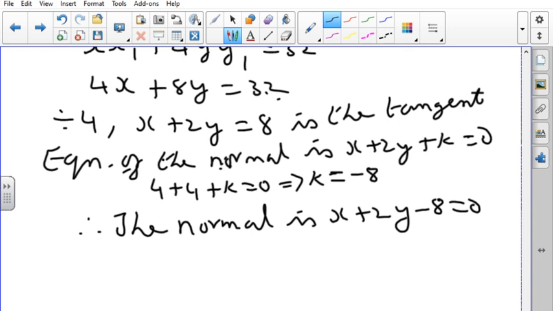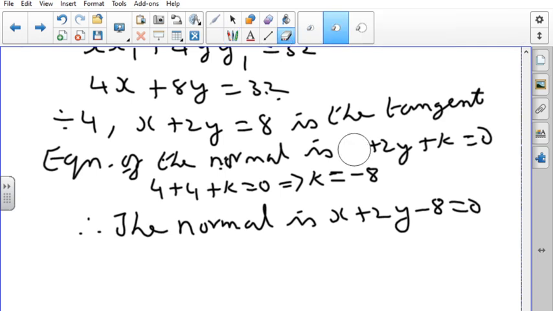Okay, I made a mistake, I think. So the equation of the tangent is x plus 2y minus 8 is equal to 0, and for the equation of the normal, we have to follow the other method.